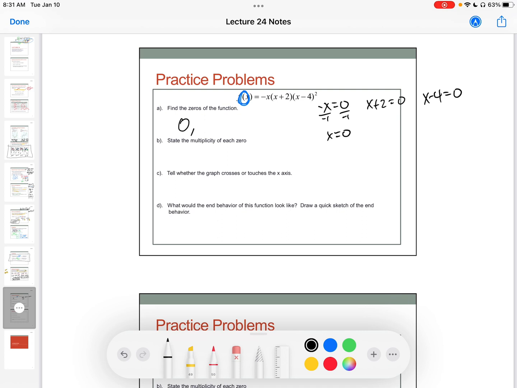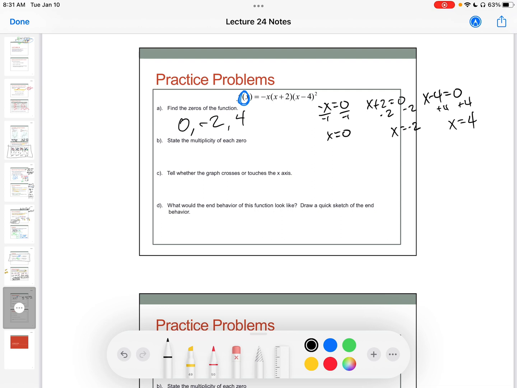Divide by negative 1 gives me x equals 0, so 0 is one of my zeros. Subtract 2, x equals negative 2. Negative 2 is another zero. Add 4, x equals 4. 4 is another zero. So I have 0, negative 2, and 4.